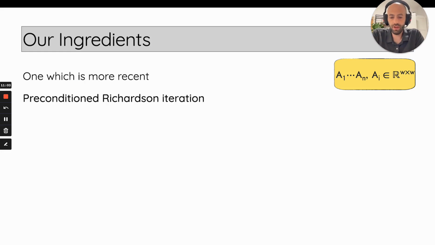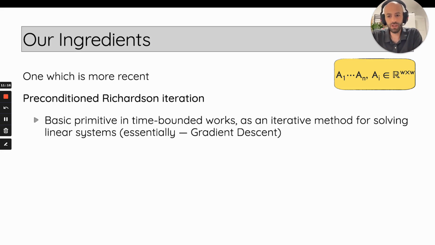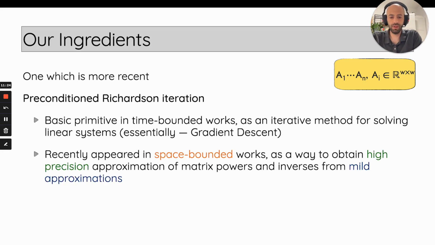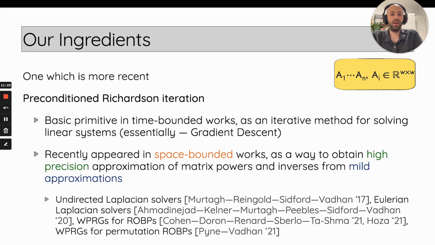And beyond these two classical ingredients, we use one which is a bit more recent, not in general, but in the space-bounded literature, which is the preconditioned Richardson iteration, which is a very basic primitive in the time-bounded works as an iterative method for solving linear systems. And it's recently appeared in quite a few space-bounded works as a way to obtain high precision approximation of matrix powers and inverses from mild approximations of powers or inverses.